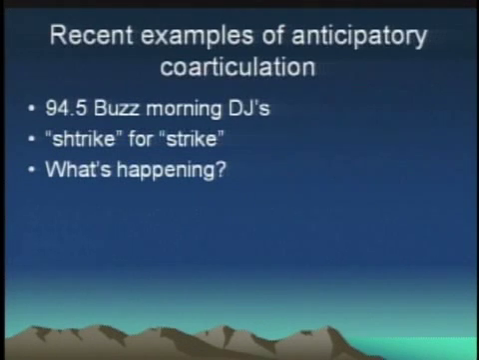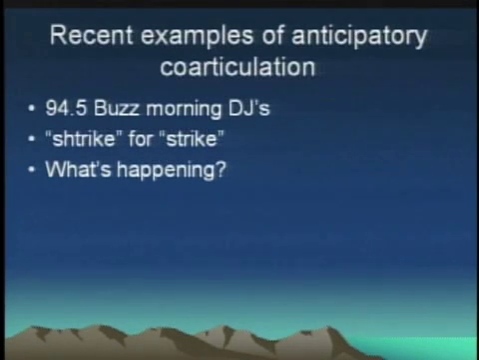Strike. So all that is anticipatory coarticulation, but to me, it distorts the word so much. To me, that one is no longer acceptable. I can live with sweep. I can't live with strike. And this is happening across the country. It's not just him that does it.